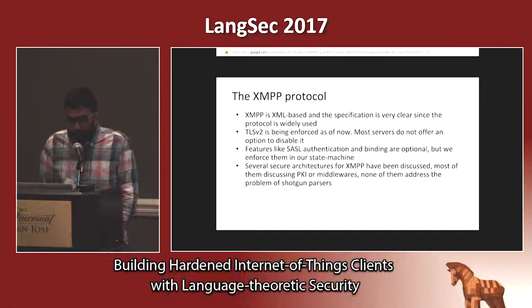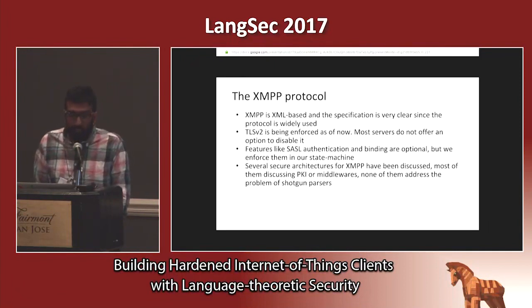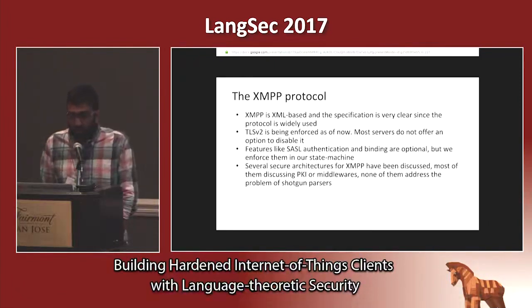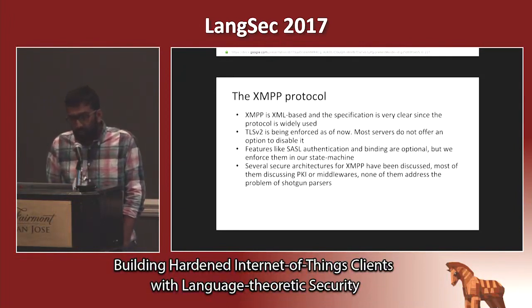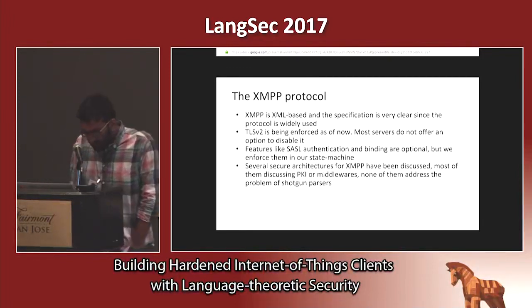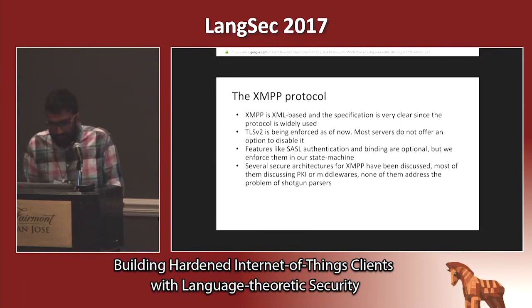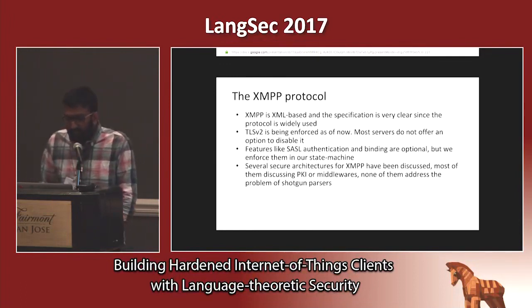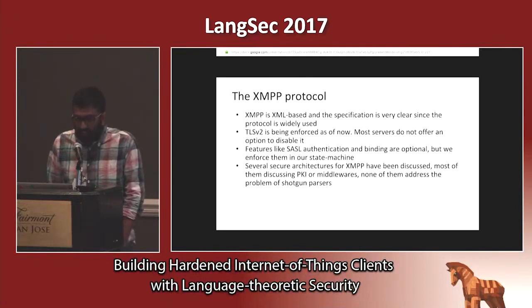The second protocol that we were dealing with is the XMPP protocol, and as I said earlier, this happens to be XML based, and almost all providers of XMPP now enforce TLS version 2, and most of the servers available right now do not really give an option to disable it. And there are other options like authentication, which is still optional. And in our implementation, we actually made a design decision to enforce it in our architecture.